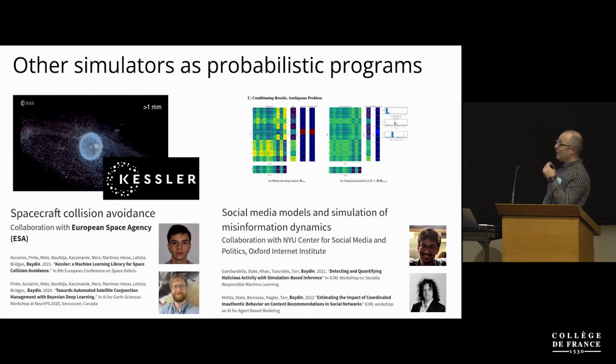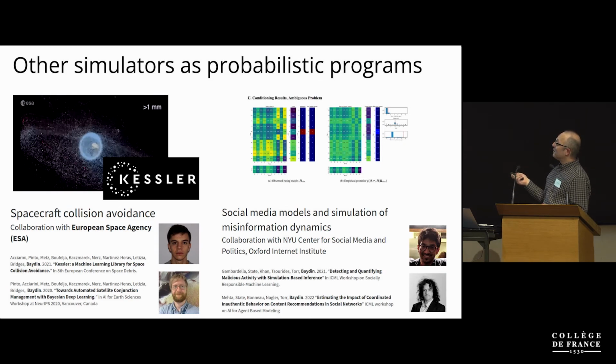So I do other collaborations in different areas I don't have time to cover. One is about spacecraft collision avoidance. Here you have physical models of how spacecraft move in orbit, and you need to predict the probabilities of collision between objects to make maneuvering decisions. This is in collaboration with the European Space Agency.